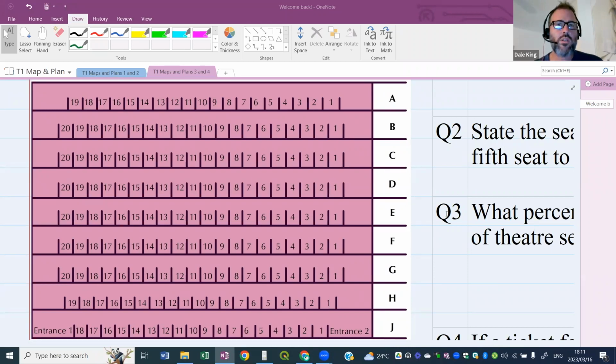I'm sure you noticed when we did this that there were a couple of rows that were different. Row A over here has 19 seats in it. So does row H. So those two have 19 seats. And then row J is also different. It has 18 seats. The rest all have 20. So we've got 6 rows with 20 seats, 2 that have 19, and 1 that has 18.